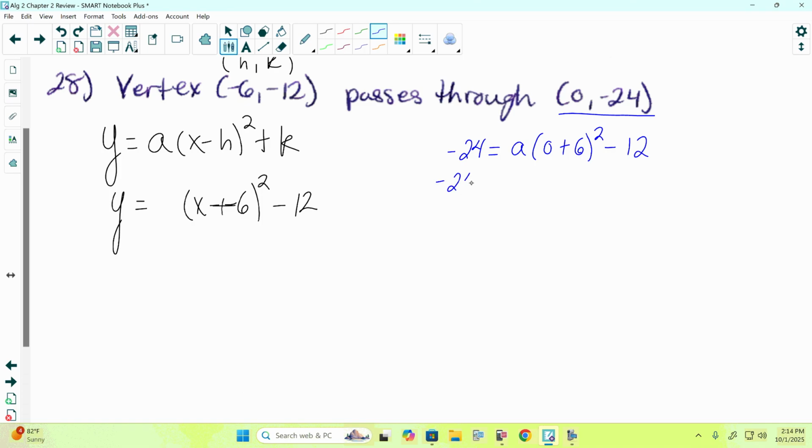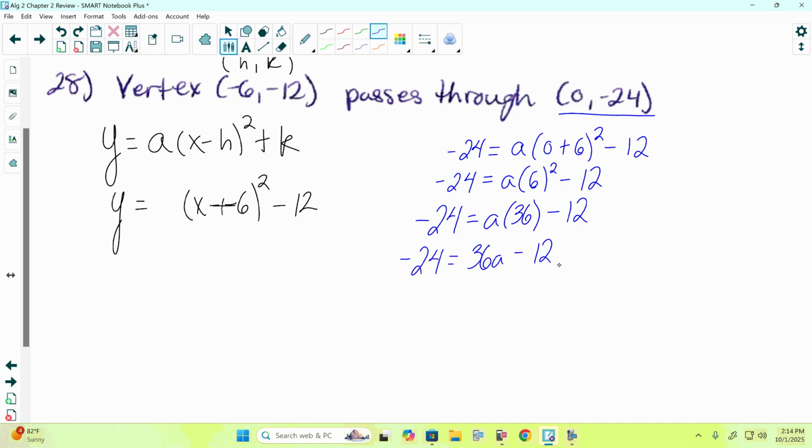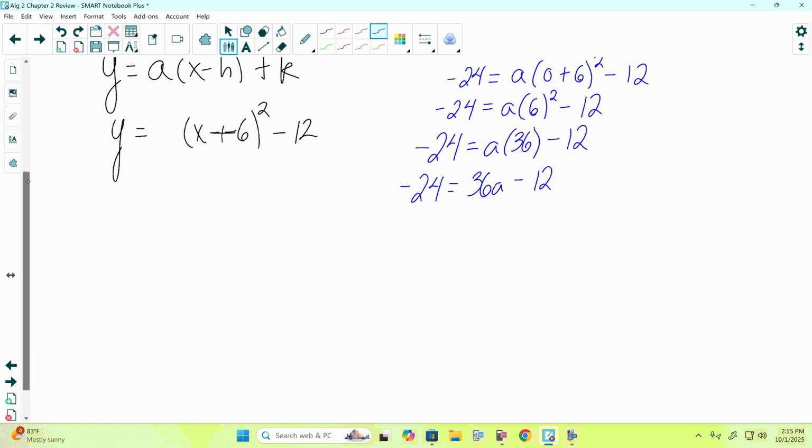Now the first thing we can simplify is 0 plus 6 is 6. Now 6 squared is going to be 36. A times 36 is 36a. Now we can't add 36a and our negative 12. We can't combine those because they are not like terms.